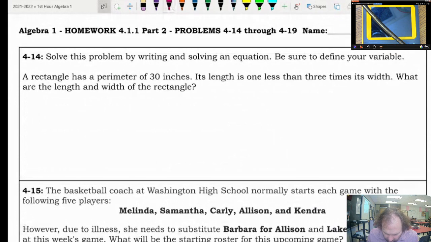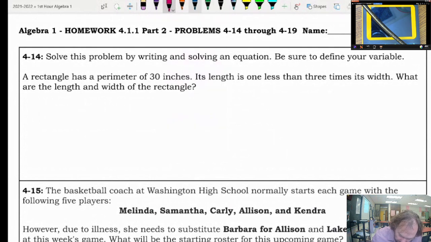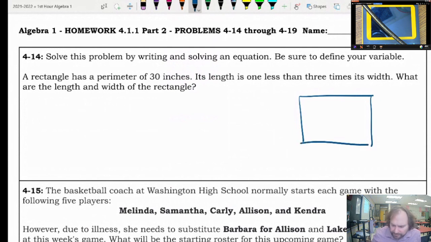414, solve this problem by writing and solving an equation. Be sure to define your variable. We've got a rectangle with perimeter 30 inches. So let's go ahead and start there. Go ahead and draw a little rectangle over here. That'll help out a little bit. We're going to make a note that the perimeter is equal to 30 inches over there.